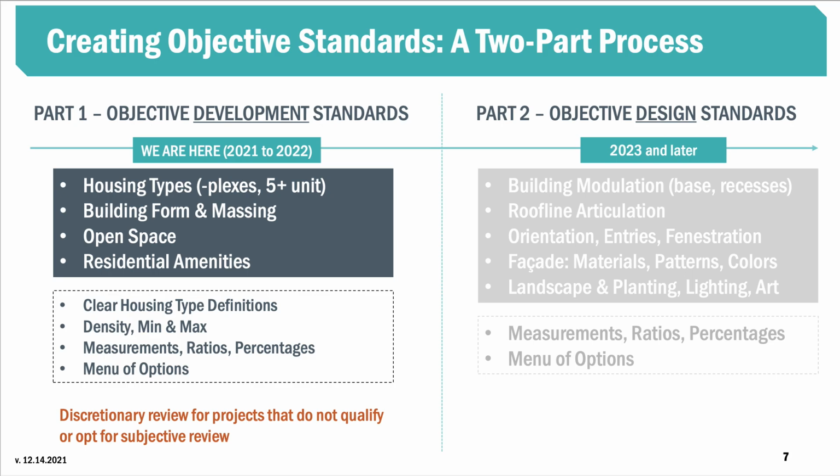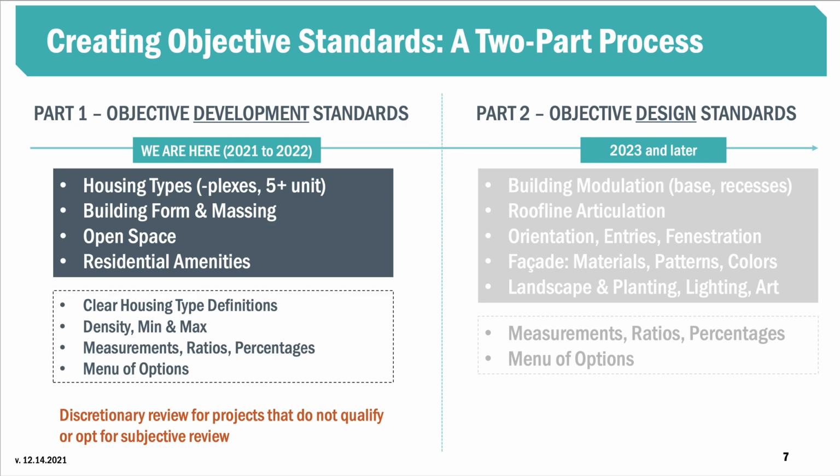Part 1 of the Objective Standards Project will establish development standards for different housing types, building massing and envelope, open space, and residential amenities. We expect to bring to City Council for consideration the following items: clear housing type definitions, minimum and maximum density standards, quantifiable standards based on measurements, ratios, and percentages, as well as menus of options to meet certain requirements where appropriate.